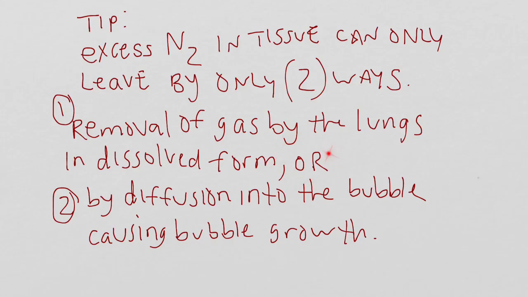Or number two, by diffusion into the bubble, causing bubble growth. So that excess nitrogen can diffuse out of the tissue into the bubble, causing bubble growth. And it will keep growing this bubble until equilibrium is met. The nitrogen in the tissue wants to be the same as the nitrogen in that bubble in the blood.